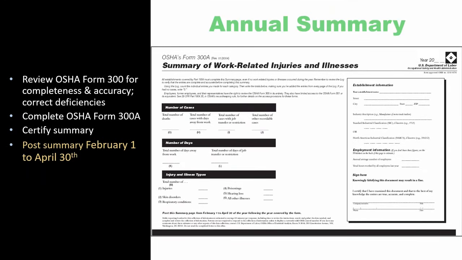Let's take a look at the annual summary. The employer must first review the records and correct them if necessary, then complete the form, certify the form, and post it for 3 months. A company executive must certify the summary. This could be an owner of the company, an officer of the corporation, the highest ranking company official working at the establishment, or his or her supervisor.